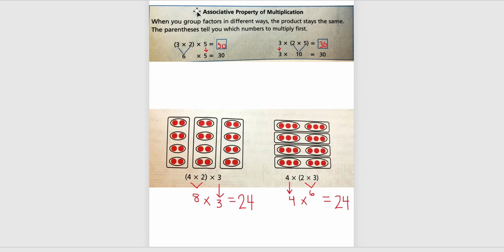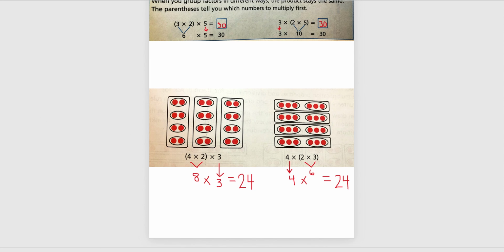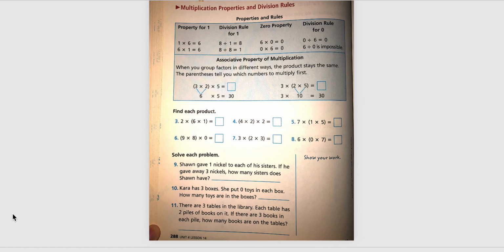Factors are grouped in different ways, but the product is always the same. So now let's flip it over to the back of your class activity. And these may look similar, the properties and rules and our associative property of multiplication. So underneath here, they just want you to solve. We'll do a few together and then you can finish on your own and head over to the homework and remembering.